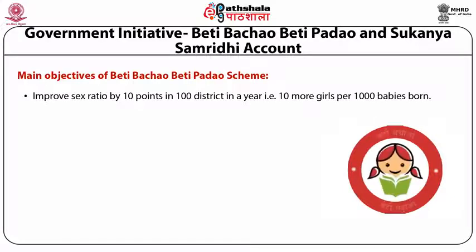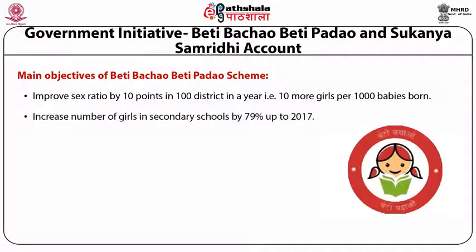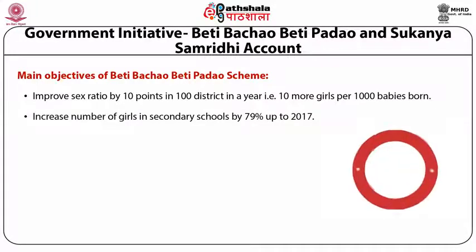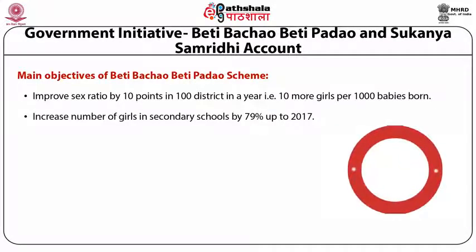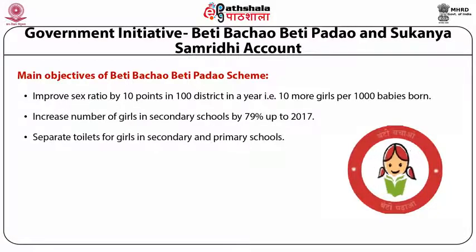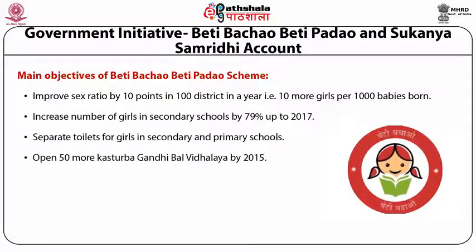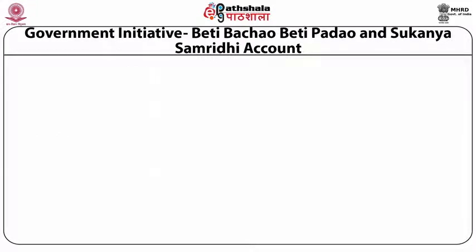Moreover, another target of the scheme is to increase the number of girls in secondary school by 79% up to 2017, which the government could not achieve. More action plans are to build separate toilets for girls in secondary and primary schools, open 50 more Kasturba Gandhi Bal Vidyalaya by 2015, to celebrate Girl Child Day on 24th of January.